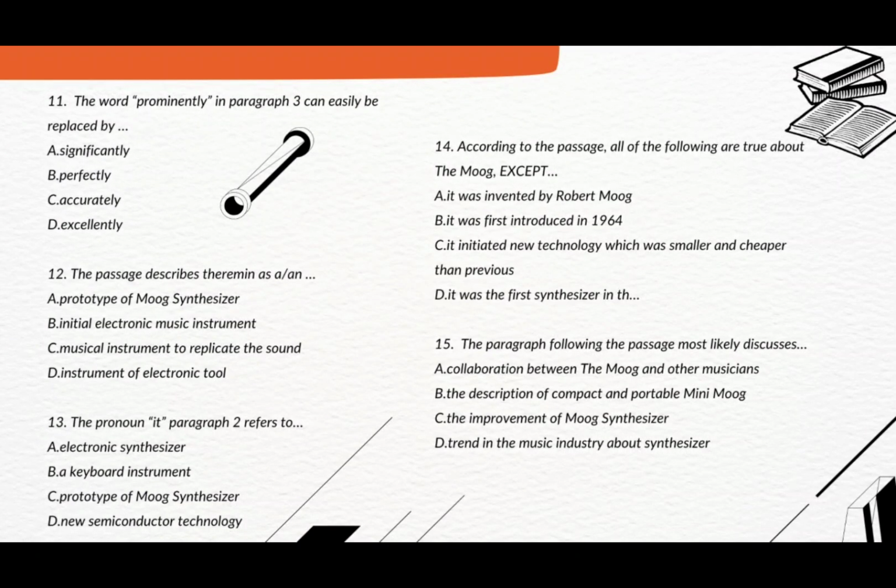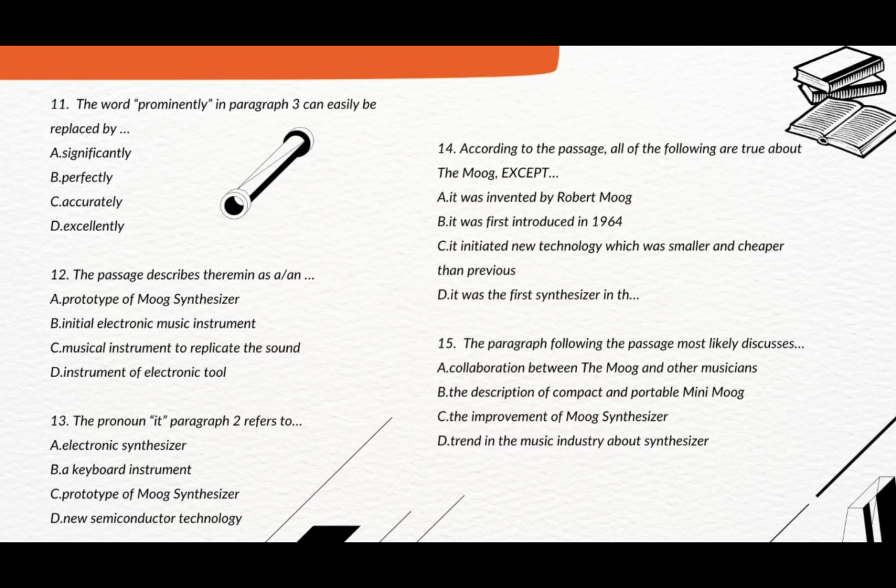15. The paragraph following the passage most likely discusses A. Collaboration between the Moog and other musicians. B. The description of compact and portable Mini-Moog. C. The improvement of Moog synthesizer. D. Trend in the music industry about synthesizer.